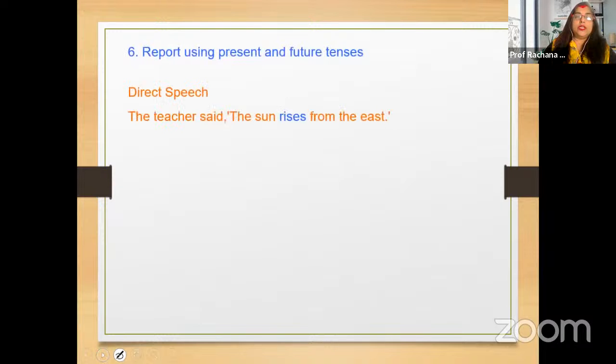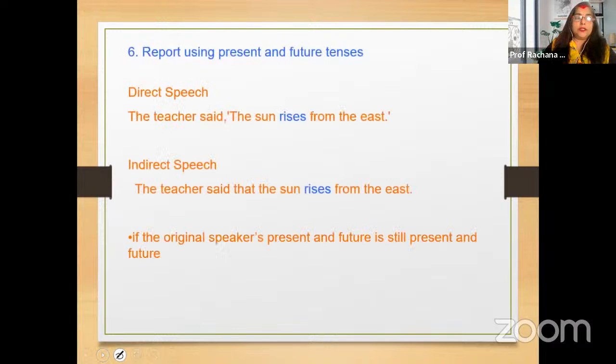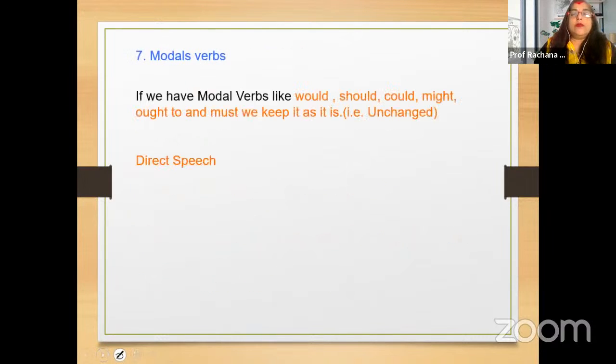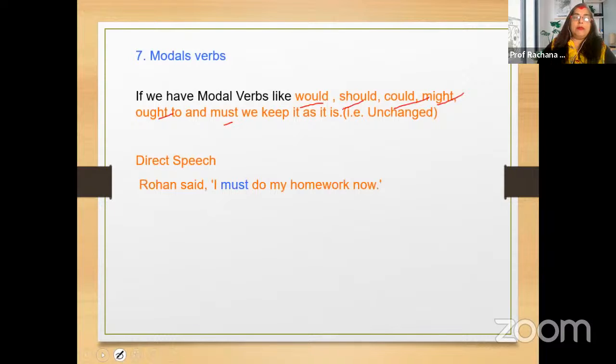Present and future tense. Of course, if it is a fact, then it remains the same. The words are unchanged. Modal verbs. Yeah, this one is again important. If we have modal verbs like would, should, could, might, ought to, and must, we must keep it as it is. It doesn't change. For example, Rohan said, I must do my homework now.